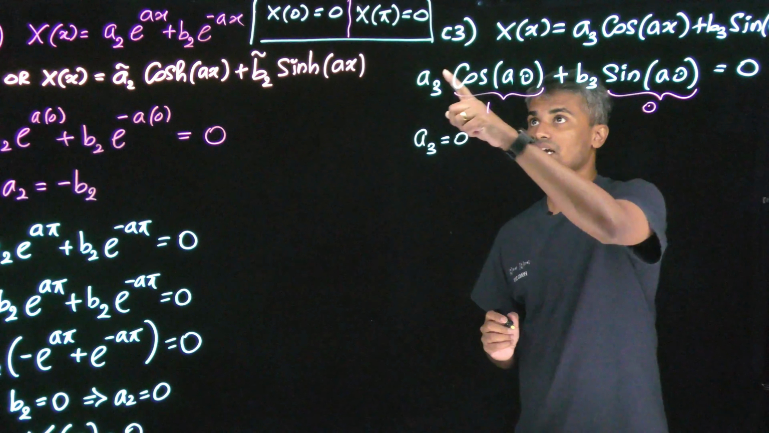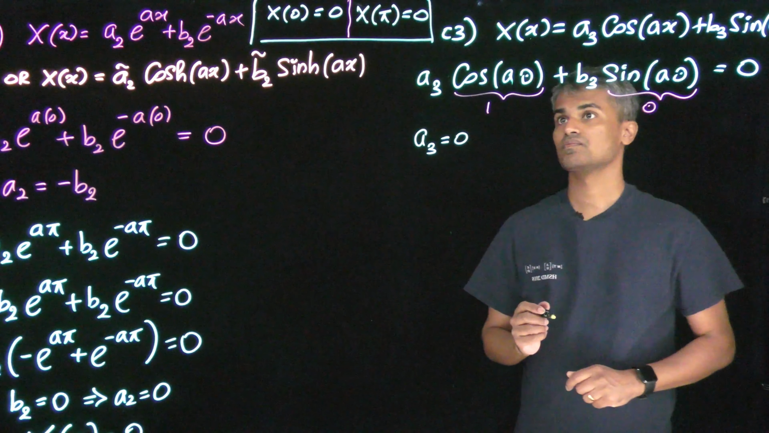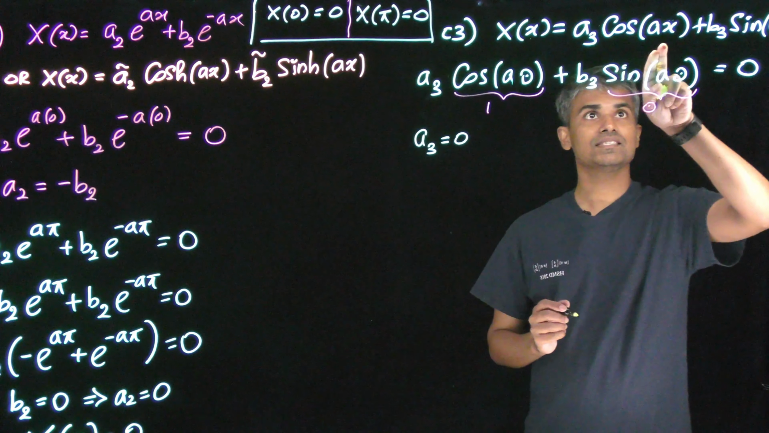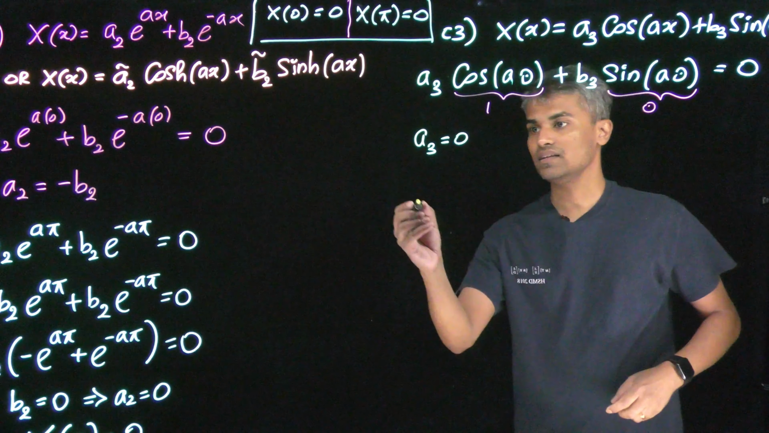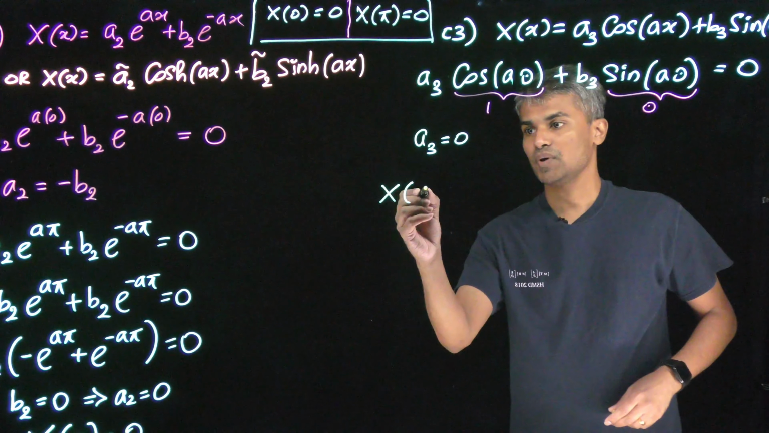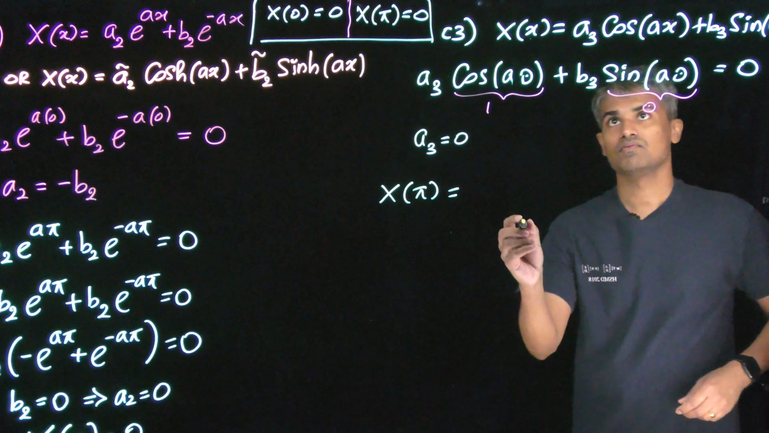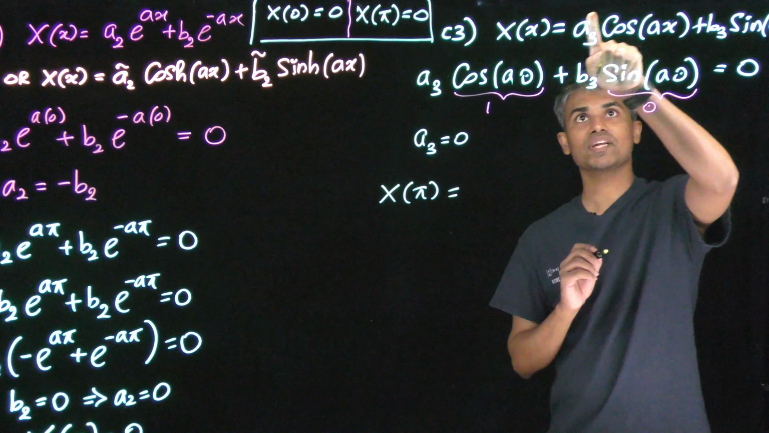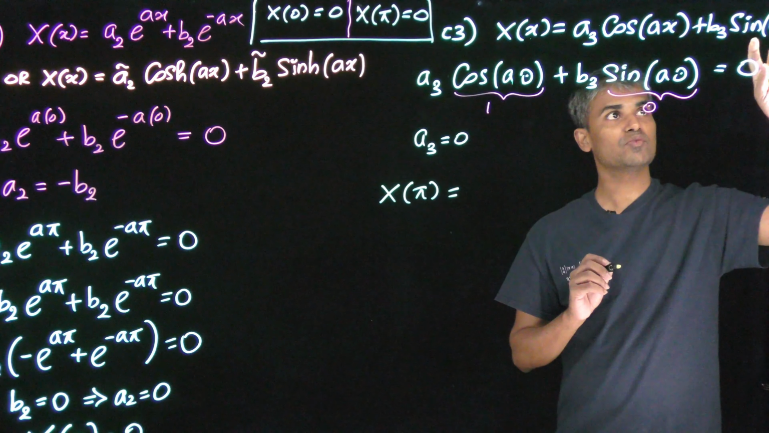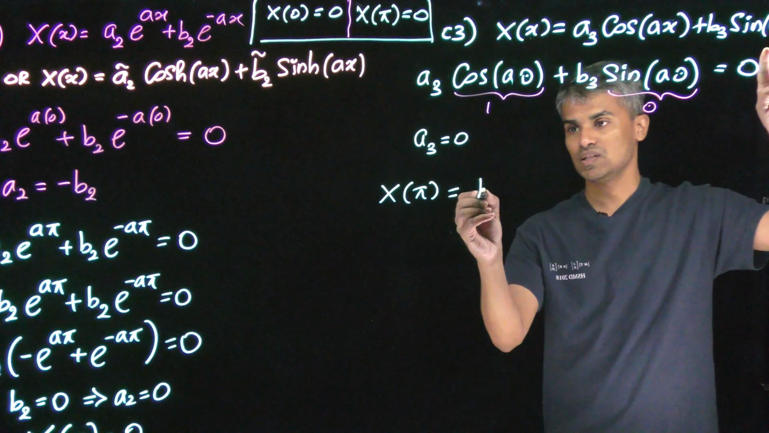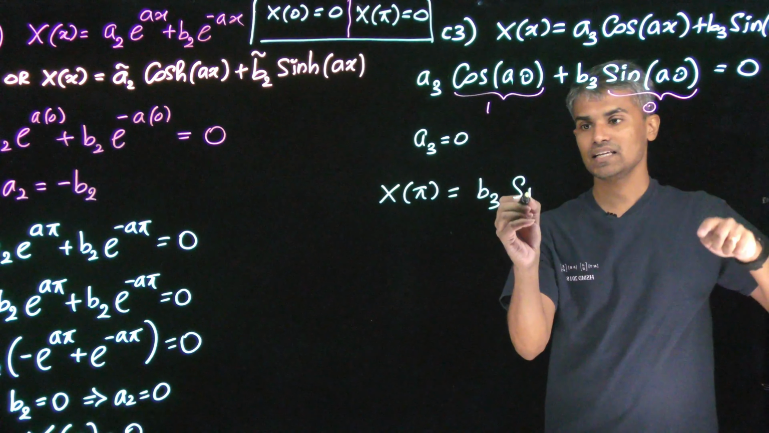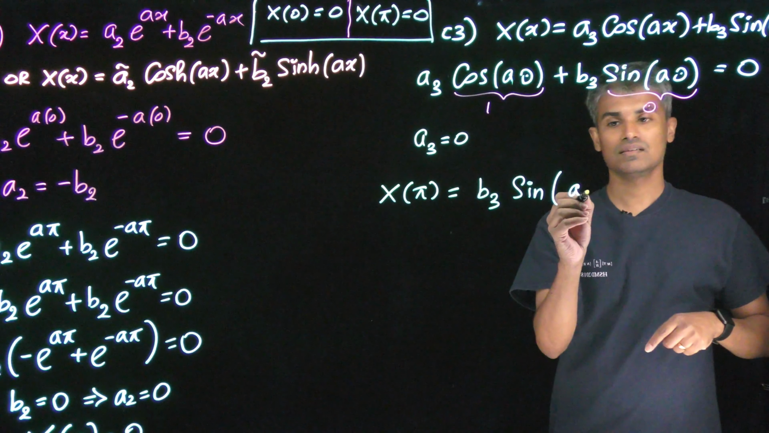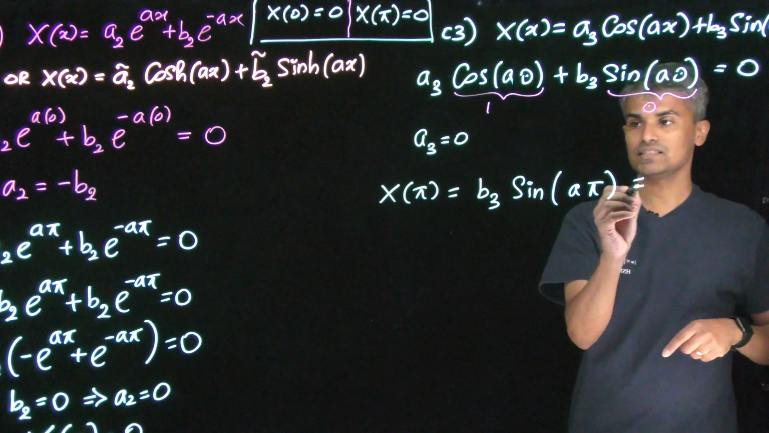Okay, now let us use the right boundary condition. So now we need to evaluate this equation at x equals pi. So now since a3 equals 0, we do not get this first term and we have only the second term, b3 times sine of a times pi, and this equals 0.